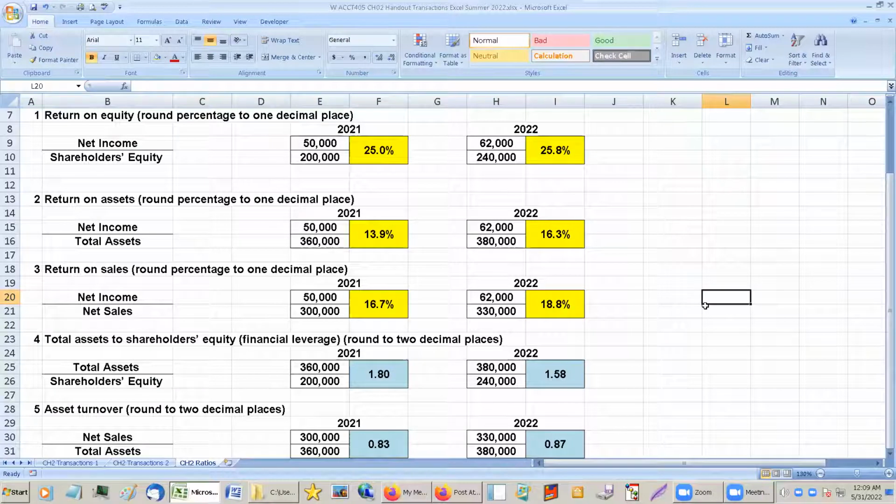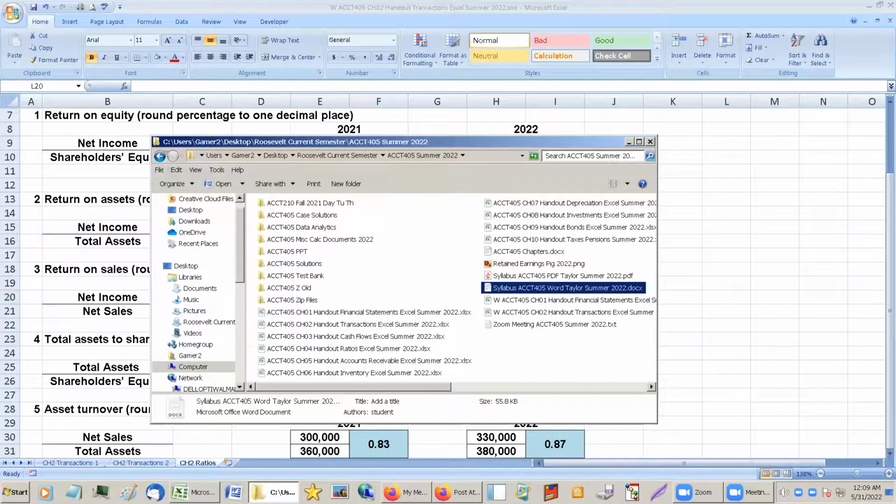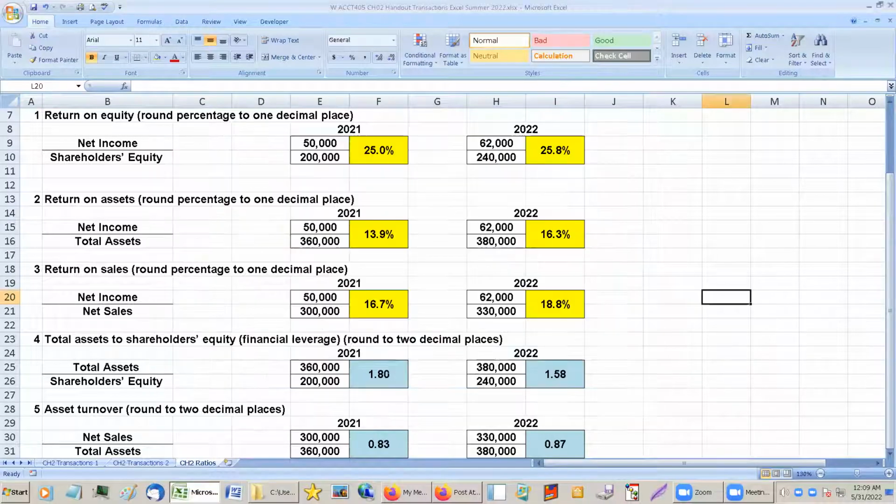Yeah, this is kind of just an introduction to the ratios. We actually have a chapter that gets far more involved in that. I think it's chapter 4. Yep, chapter 4.